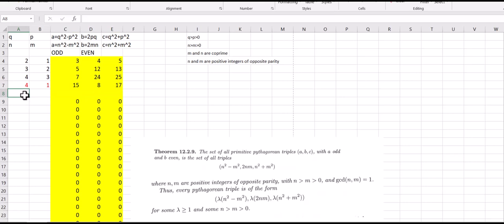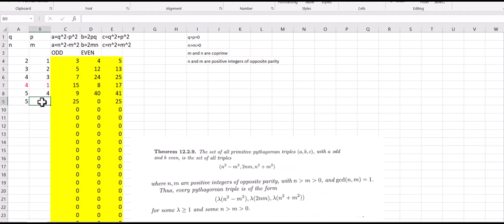So the next possible value for n must be 5. And if we have 5, a possible pair for 5, a corresponding value for m is 4. With n equals 5 and m equals 4, we now have 9, 40, and 41. 9 squared plus 40 squared is equal to 41 squared. What do you think must be the next pair of n and m here? Could we still have 5 here? If your answer is yes, you are correct.